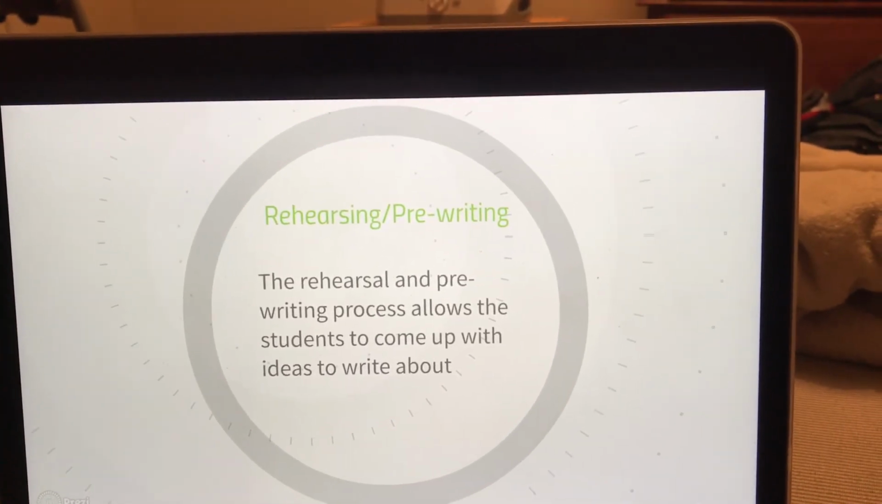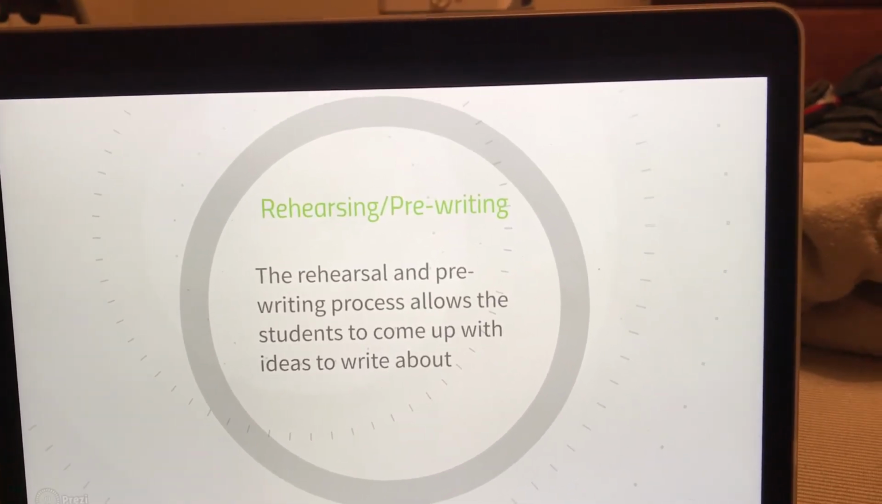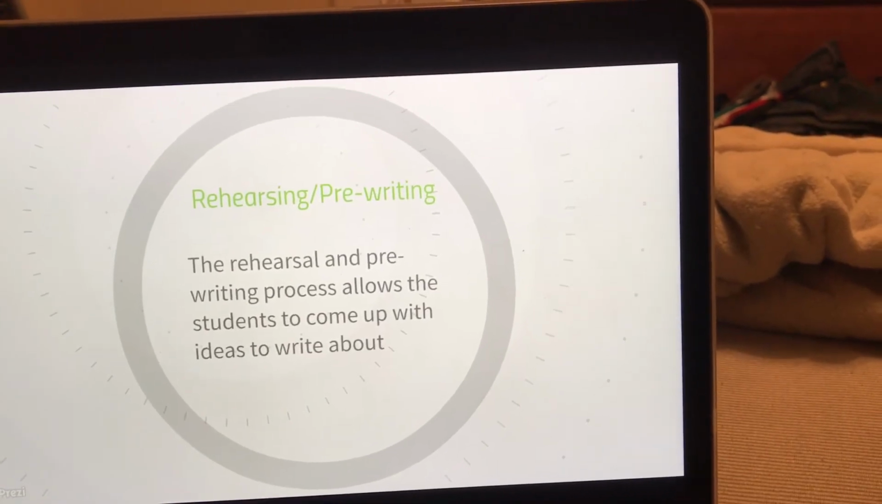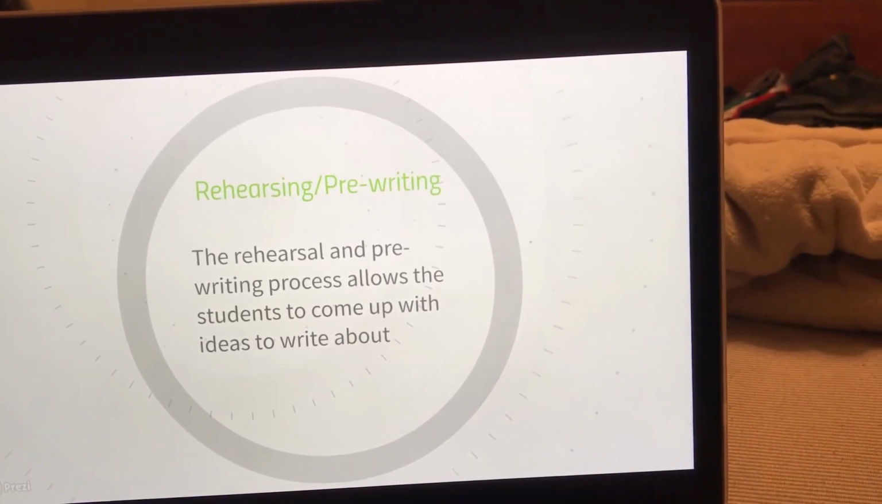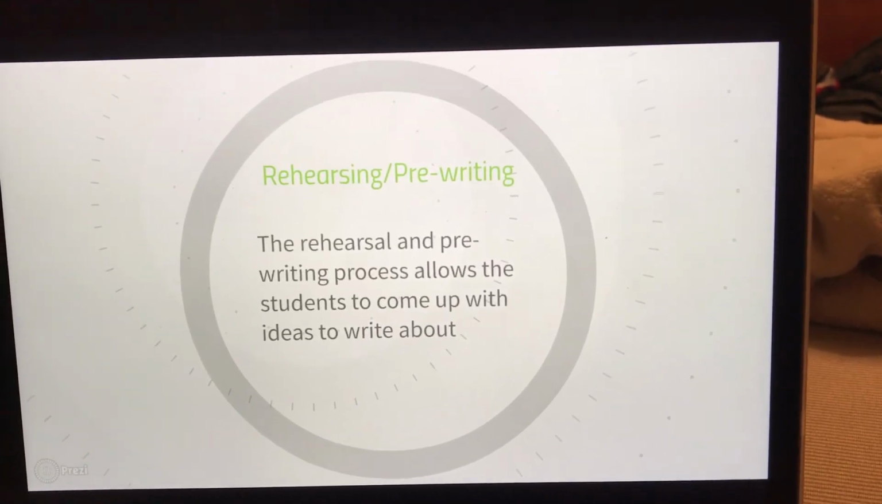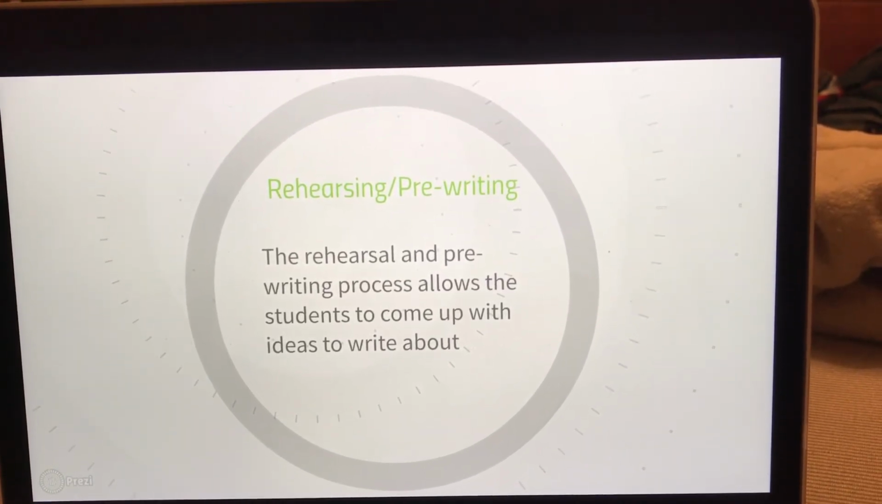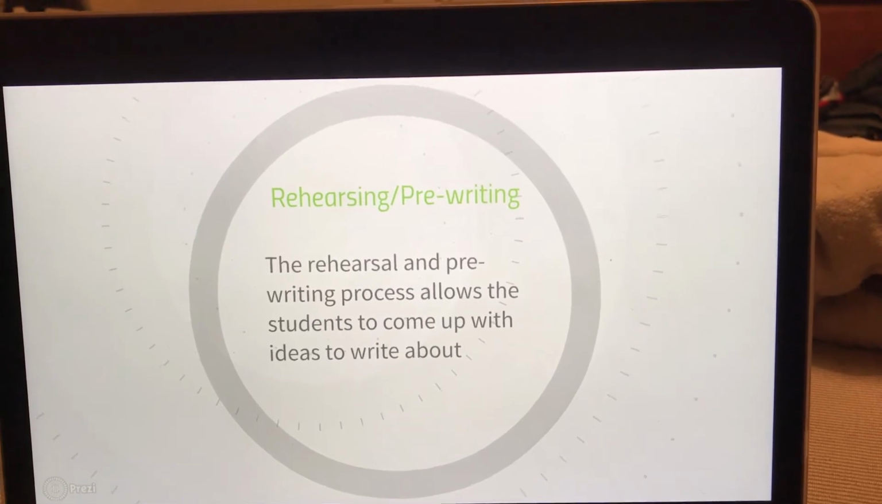Rehearsing and pre-writing. The rehearsal and pre-writing process allows the students to come up with ideas to write about. It is hard to just go straight into writing when you have no ideas. Pre-writing helps to sort out ideas you might have in your head and get them down where you can pick and choose.